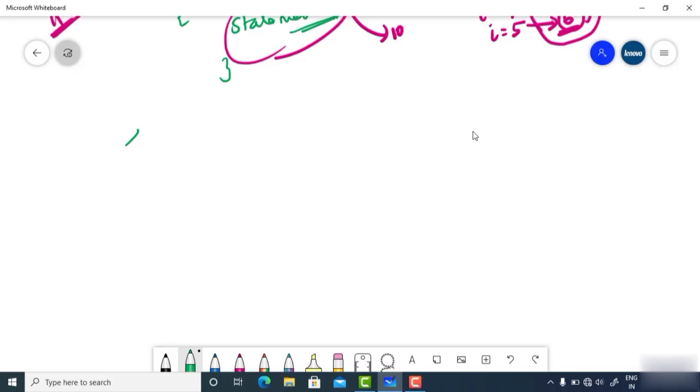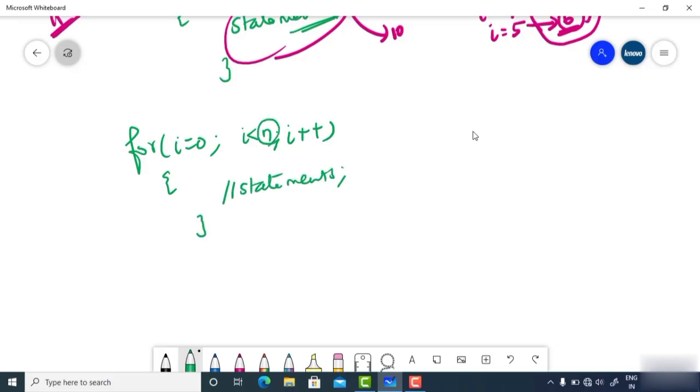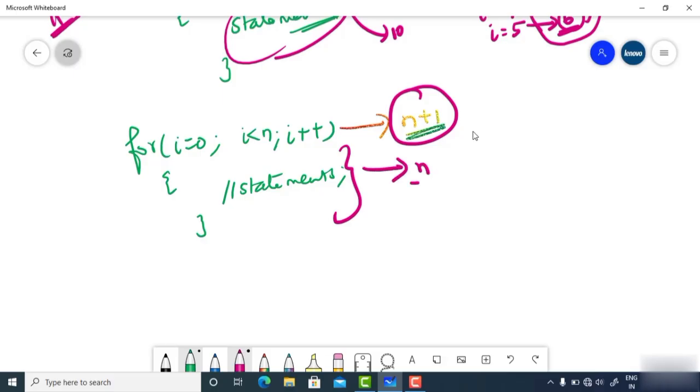Okay, let me write the for loop again. For i equals 0, i less than n. Now I'll generalize this particular for loop. I am having n here. So how many times will the for loop execute? It will execute n plus 1 times. I hope you got why it is n plus 1. And all the statements inside the for loop will be executing n times.